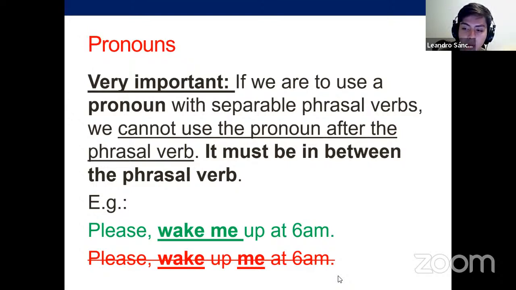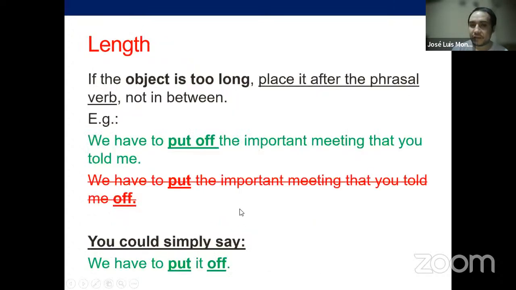For example, please wake me up at 6 a.m. Not: please wake up me at 6 a.m. Good, right? So this is what I told you. If you use a pronoun, me, it, you, it has to be in the middle, right? It cannot be after the phrasal verb. That's the first. This is the second one.